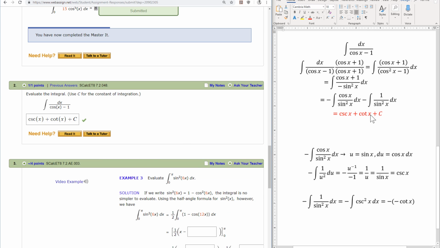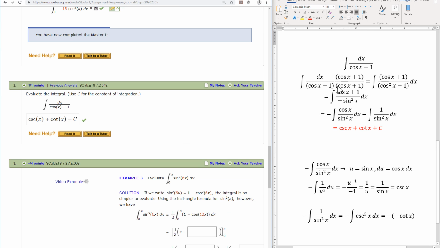Alright, so this is a little bit tricky, and the trick is to try to get that sine squared plus cosine squared is equal to 1 formula, the basic identity, going for us. And we can get that by multiplying the top and the bottom by cosine x plus 1. Alright, I hope that helps.